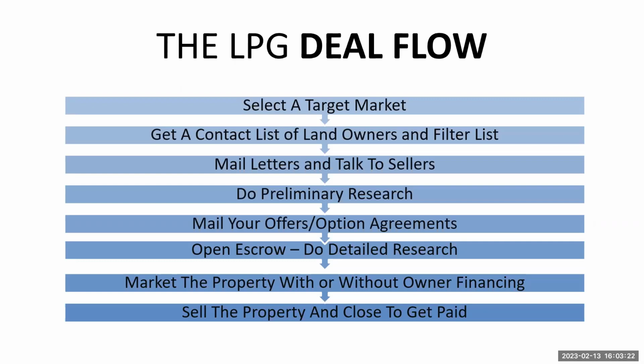Probably you have to do research on this. It's not just maybe a place I like or a place I live nearby. You have to do research on a market. Next up, once you have selected a market, you get a contact list of landowners and filter the list. So you have to get leads, and that means getting a contact list, and you have to work on making the list Investment Dominator importable.